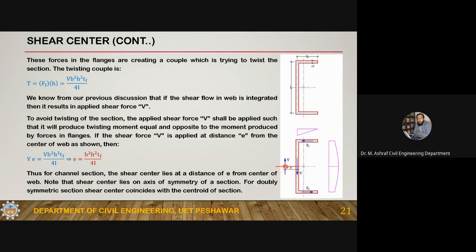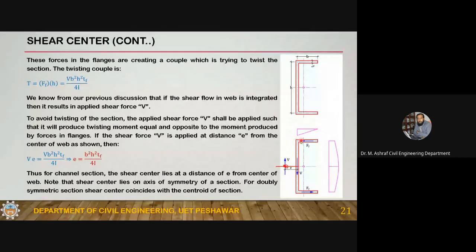This point is the shear center, and its value is equal to this one for this particular case. Each case will have different shear center values. So if you are applying the load, you will have to figure out how to pass your shear force to this point.